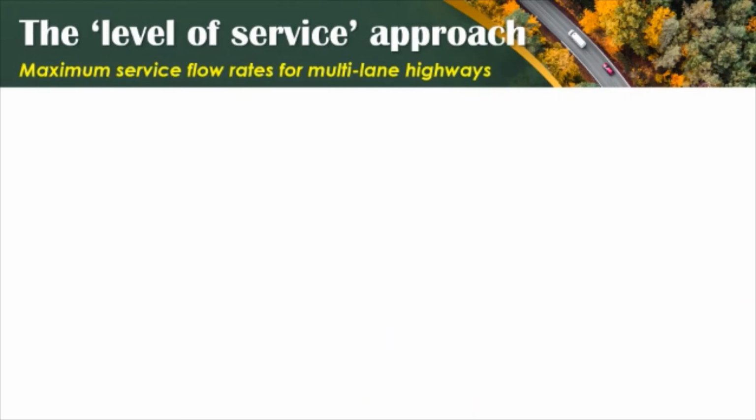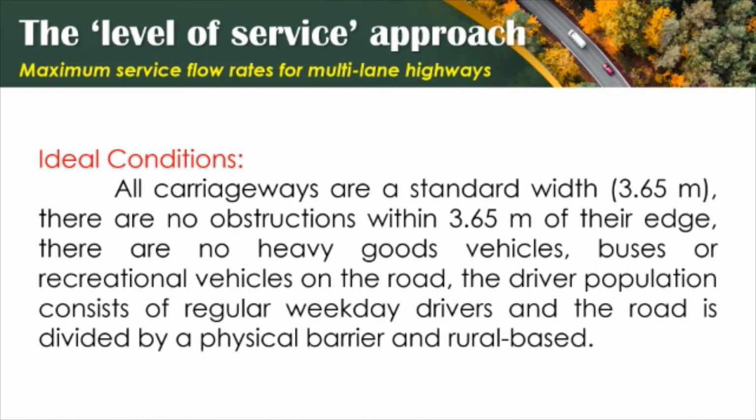So, after natin ma-determine yung road's level of service, alamin naman natin kung paano na-generate yung maximum service flow rates for multi-lane highways. There are ideal conditions proposed by the Highway Capacity Manual. It says that all carriageways are a standard width of 3.65 meters. There are no obstructions within 3.65 meters of their edge. There are no heavy goods vehicles, buses, or recreational vehicles on the road. The driver population consists of regular weekday drivers, and the road is divided by a physical barrier and rural-based.